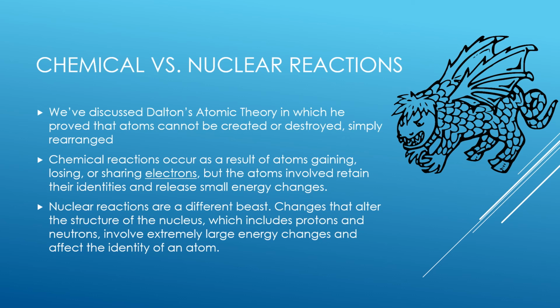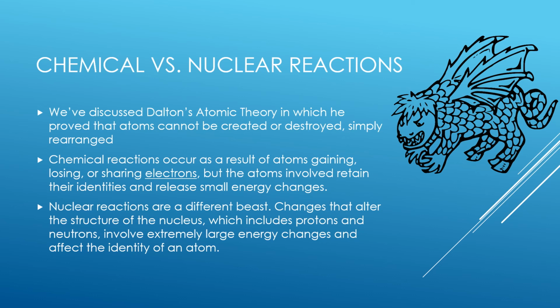The second bullet point under chemical is that atoms retain or keep their identities. If you don't like the word retain, you can use the word keep. And the last bullet point under chemical reactions is that they release small energy changes. So the 3 bullet points again: atoms gain, lose, or share electrons, atoms retain their identities, and small energy changes.